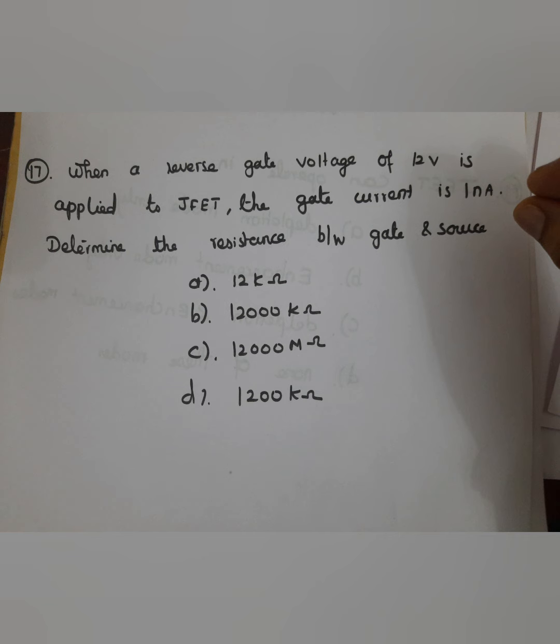17th question, when a reverse gate voltage of 12 volt is applied to JFET, the gate current is 1 nanoamps. Determine the resistance between gate and source.